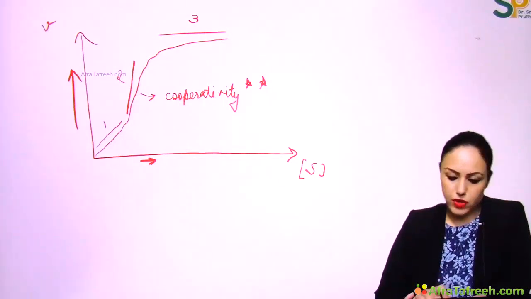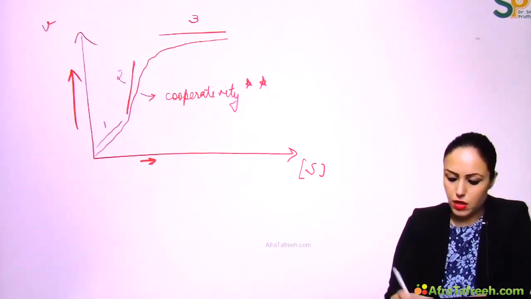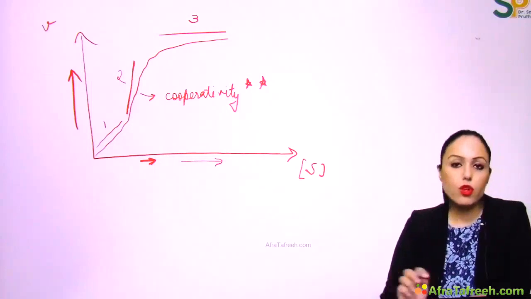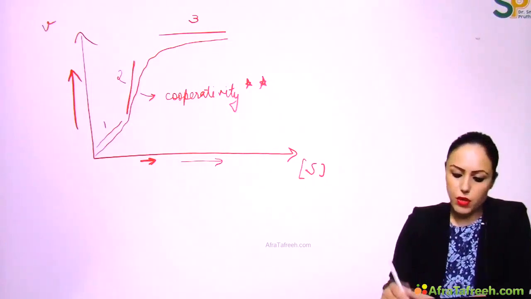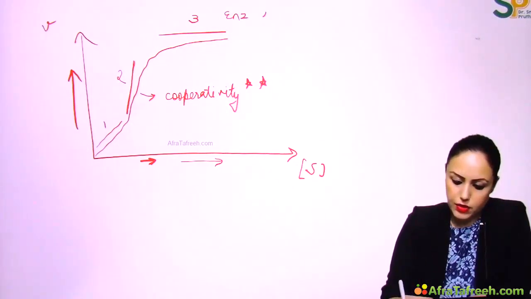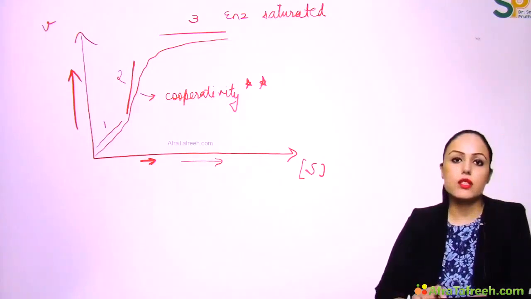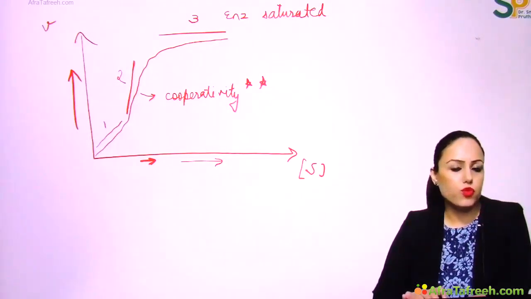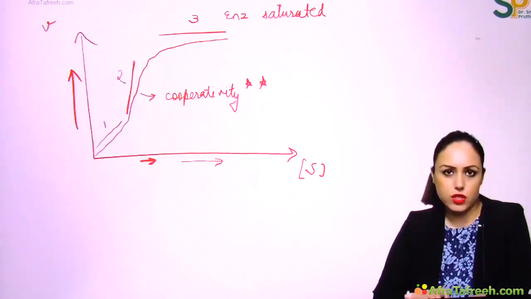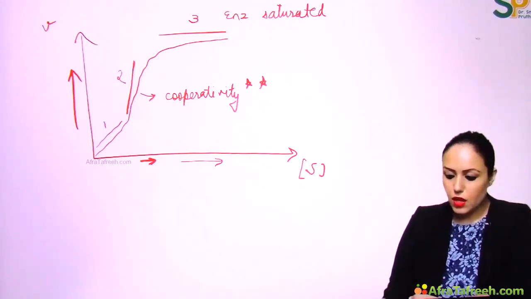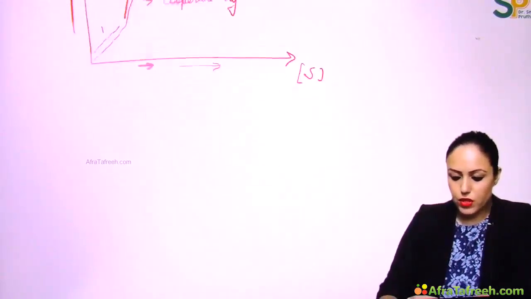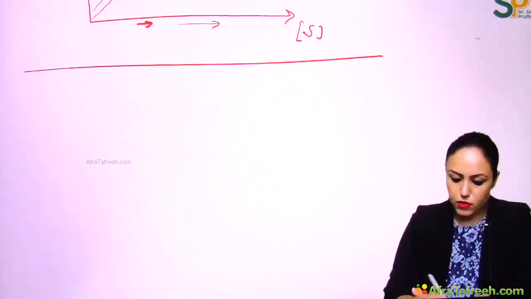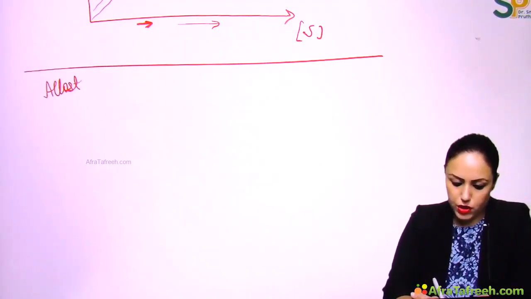See the third portion of the graph. Here, we're increasing substrate, but velocity is not increasing because enzyme is saturated here. All the enzyme's active sites are occupied already by substrate. So further increase in substrate will not increase the velocity, right? Now, let's see what is this property, that is cooperativity, for allosteric enzymes.